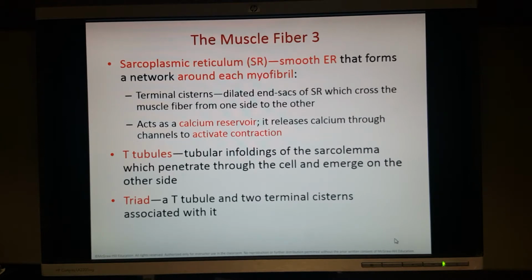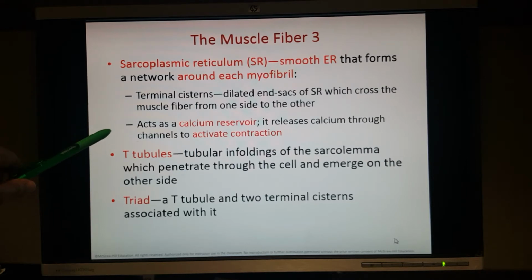With your sarcoplasmic reticulum, important parts are these terminal cisterns, where it acts as a calcium reservoir. Again, calcium is needed for your contraction. I'll show you this in a little bit. These terminal cisterns, which are part of another feature called a triad, will release calcium once they're activated to do so through an action potential. The calcium is then released in order to activate your contraction.